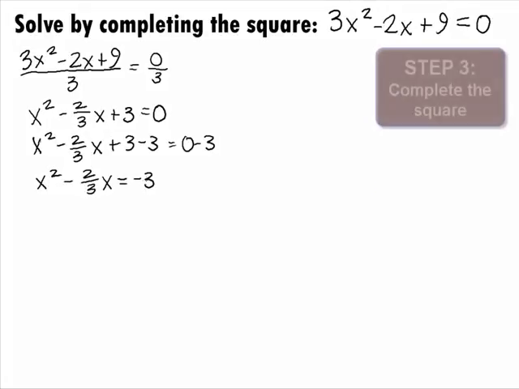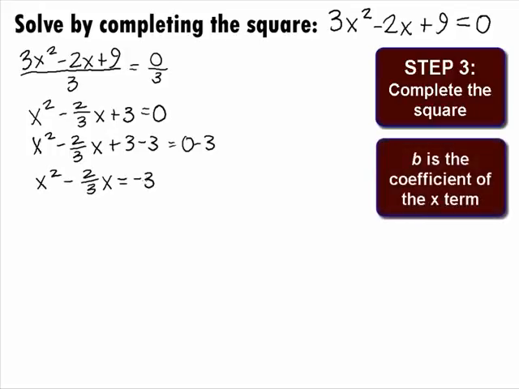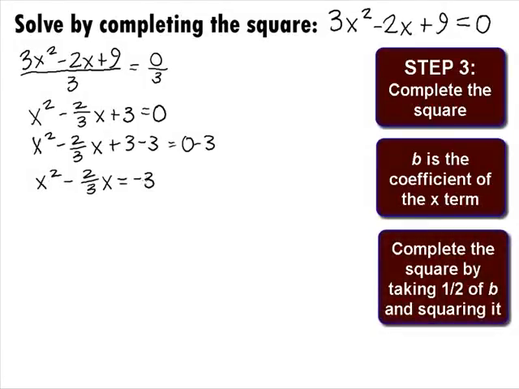In step 3, we want to complete the square. We need a number to add to our x squared minus 2/3 x so that we have a perfect square trinomial. We can find that number by using the idea that if we have x squared plus bx, where b is the coefficient of the x term, we can complete the square by adding the constant b over 2 quantity squared.